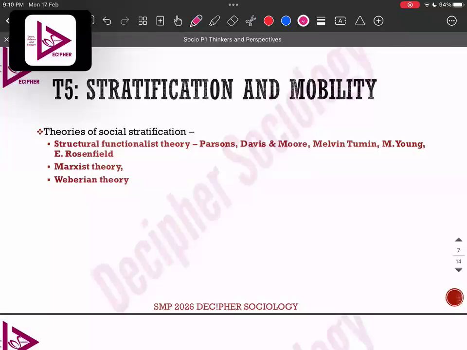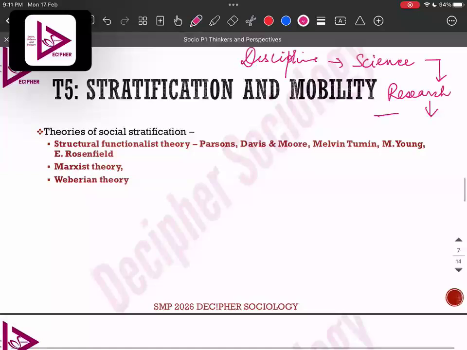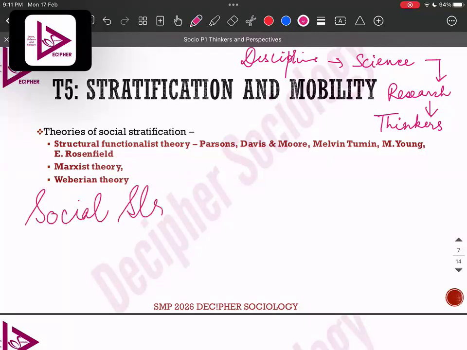Now we have understood how sociology as a discipline was established, right? Then we had establishment as a science. Then we understood about research. And finally, we studied who were the people who were responsible or who made a huge difference in sociology. So, very good, we have studied it. Now we start the next section. The next section is known as social structure.